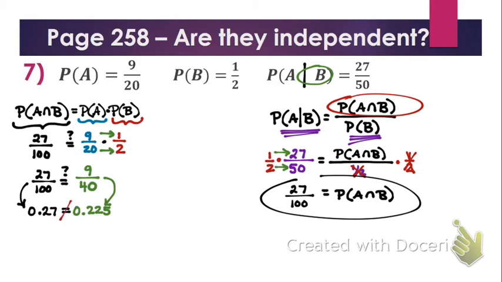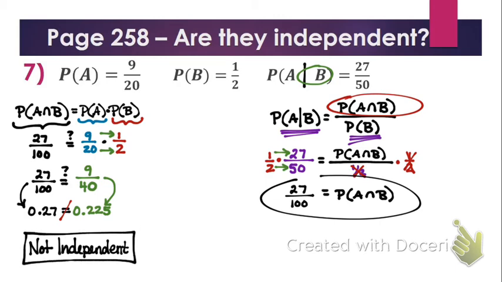So what does that mean? If they're not equal, then they are not independent. And if you are not independent, is there a relationship or not? There is a relationship.